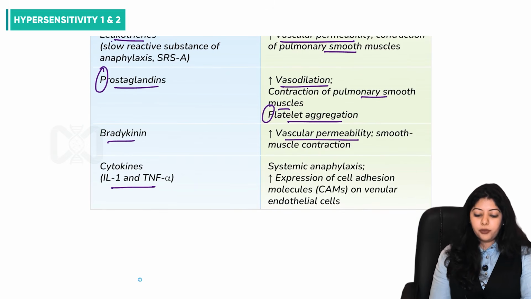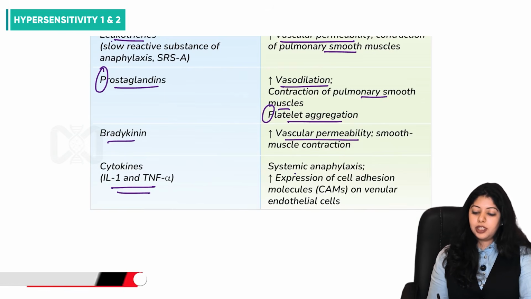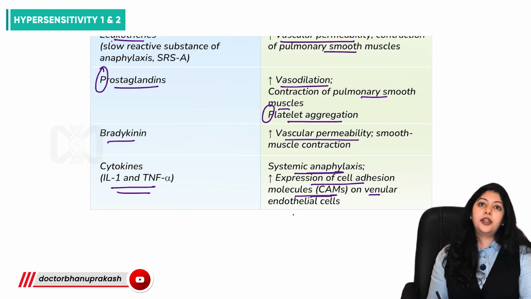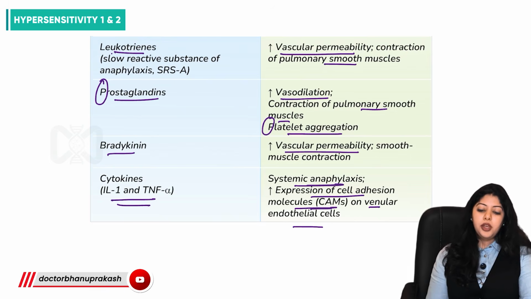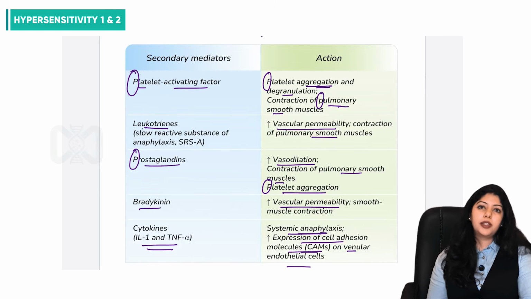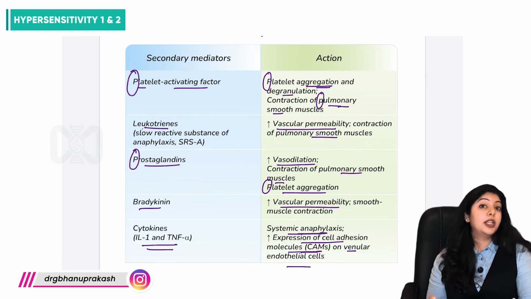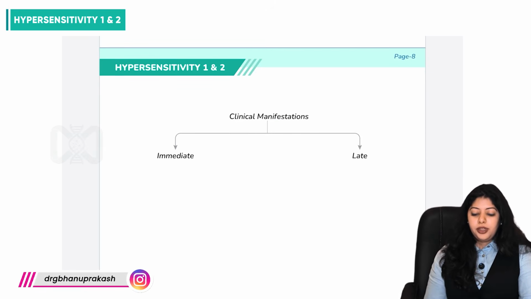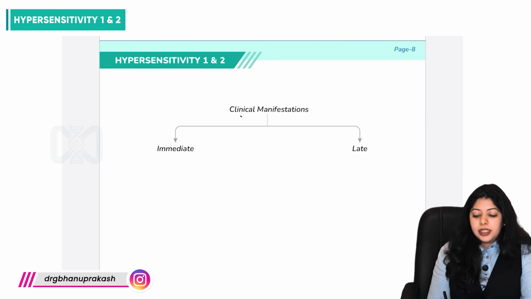And interleukin 1 and TNF alpha, they are responsible for systemic anaphylaxis. They increase the expression of CAMs on venular endothelial cells. So these are the major mechanisms of these primary and secondary mediators. What you need to remember from these are the important names of these mediators. So let us now talk about the clinical manifestations.